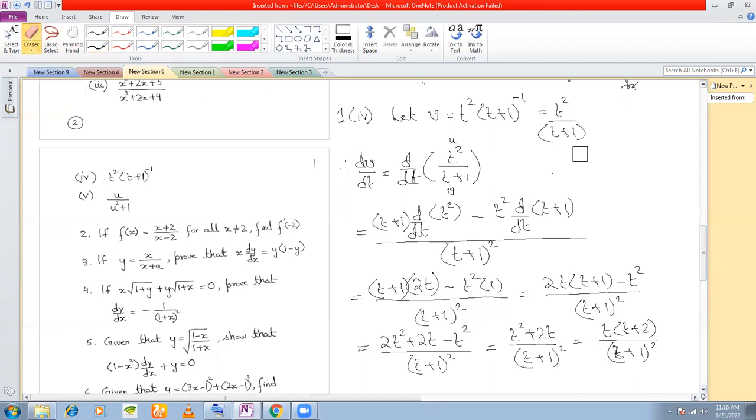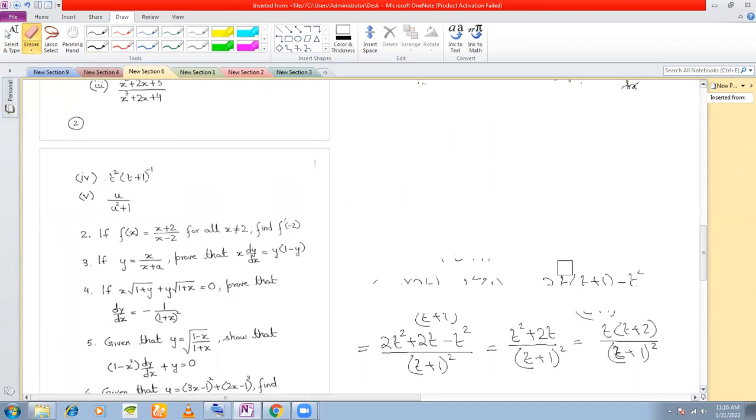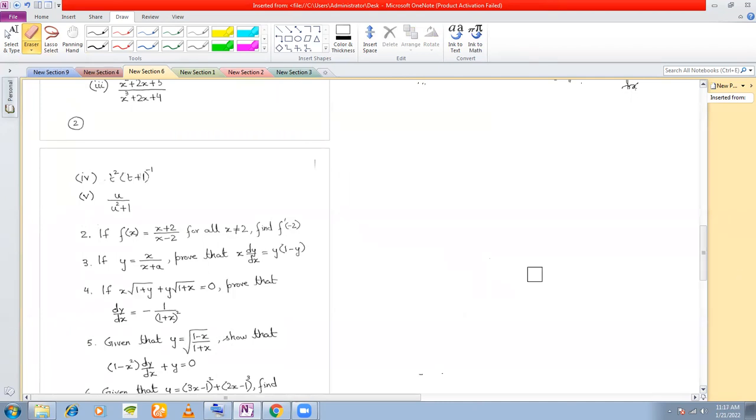Let us see the next one. The next one is also an application of u by v rule, the quotient rule of differentiation. One part 5. The question is u by u square plus 1. If I take v as u by u square plus 1, then v is a function of u. Therefore, we can differentiate v with respect to u. So therefore, dv du will be equal to ddu of u by u square plus 1.